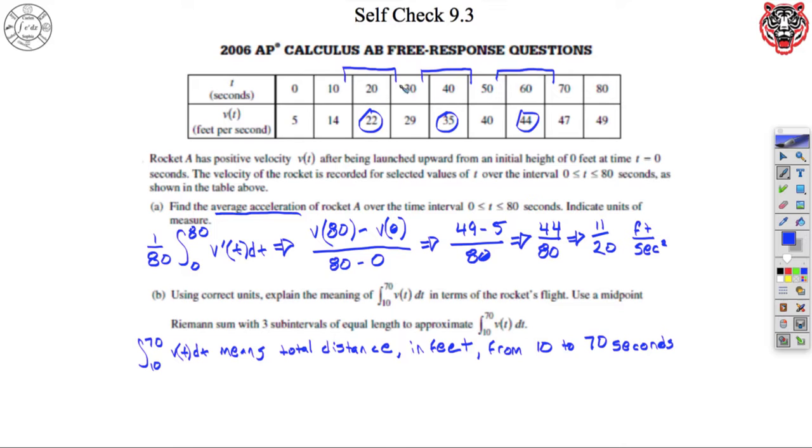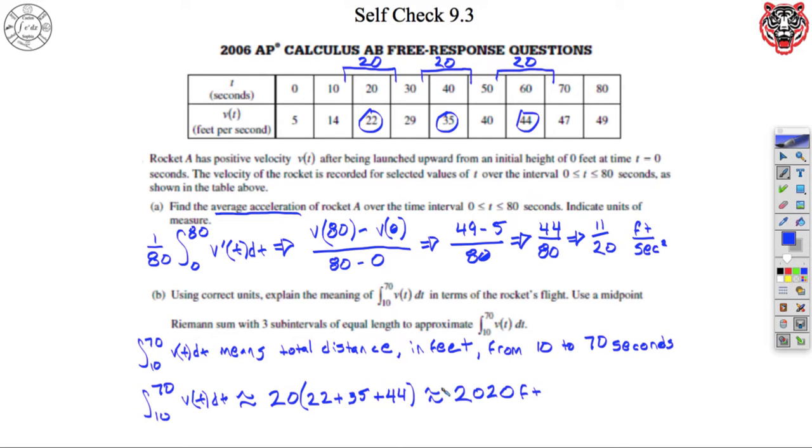So to do this, notice that each of these has a distance of 20, distance of 20, distance of 20. So the quicker way of doing this is to say that the integral between 10 and 70 of velocity with respect to time dt is approximated by the midpoint Riemann sum, which is 20 times all of these values being added up, and you distribute the 20 into those. That's the quick way of doing it. 22 plus 35 plus 44, and that's going to be equal to 2020, and our units here are in feet.